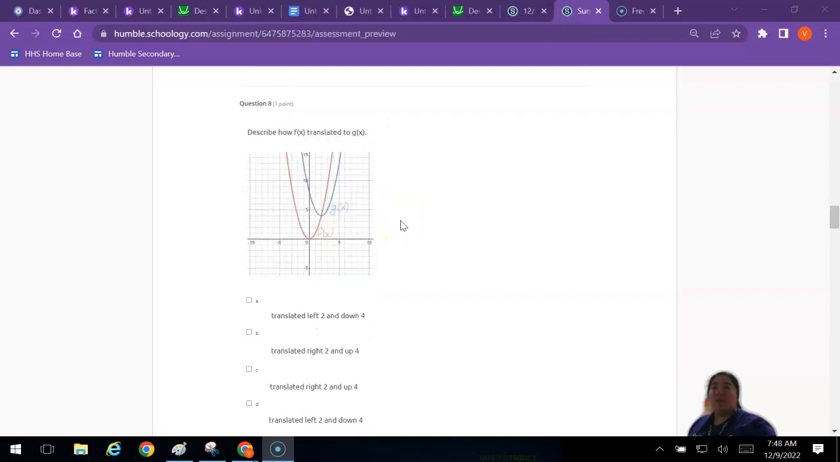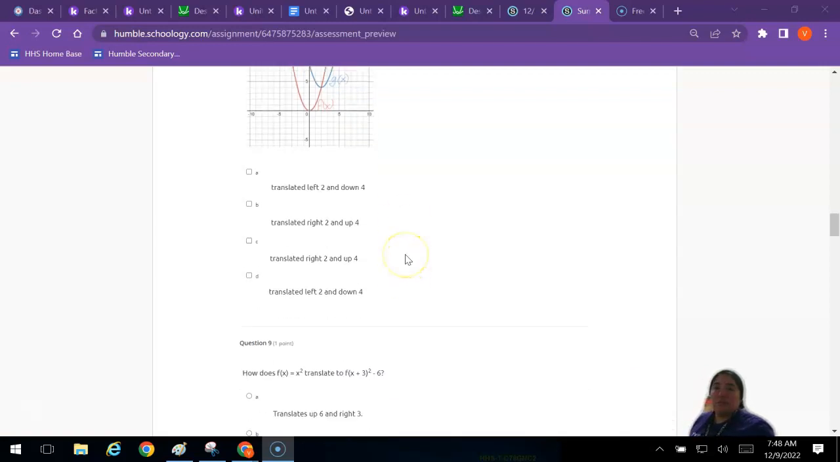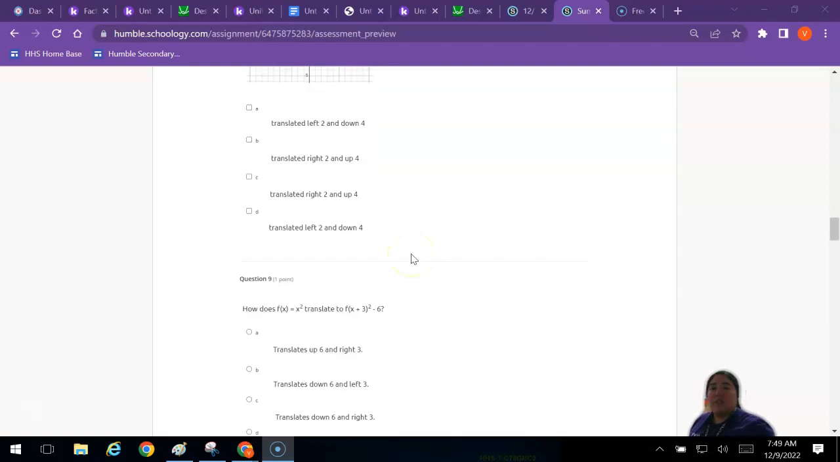This one, describe how f of x translated to g of x. F of x is red, blue is g of x. How did it move? It went up 4, and then right 2. Okay, you need to know how to differentiate it. Because some of you guys, what you did, you said, oh, I went from blue to red. But it's actually asking from red to blue. You need to know what it means. Okay? And it translated how? Up and then over. And you got to tell me.